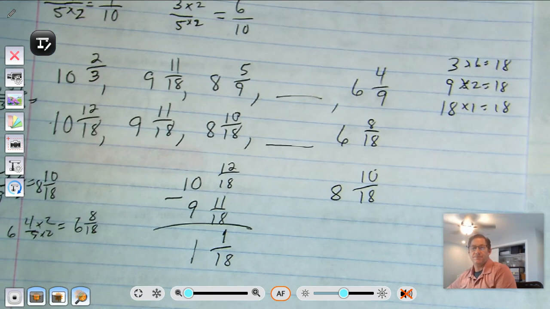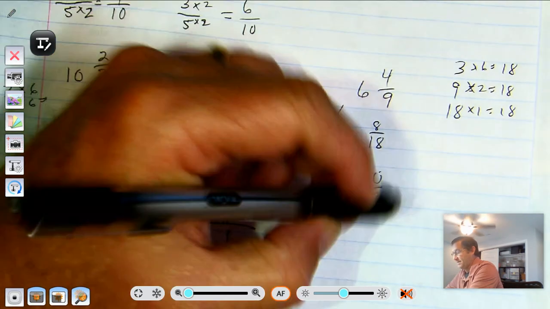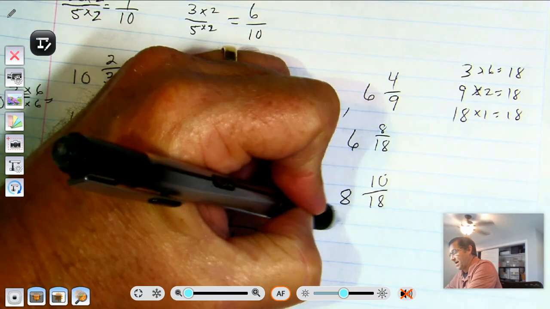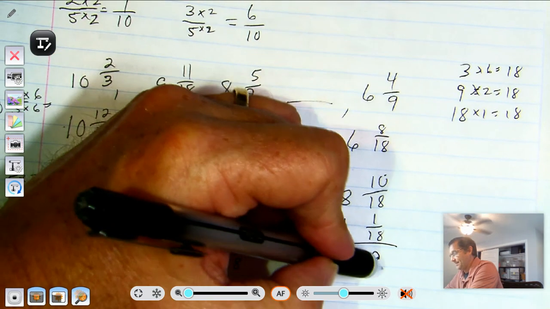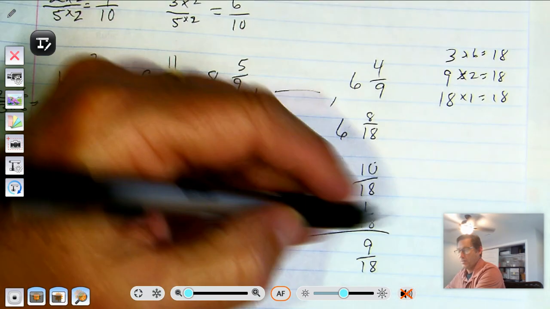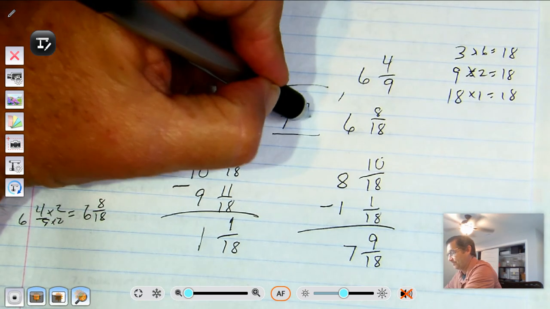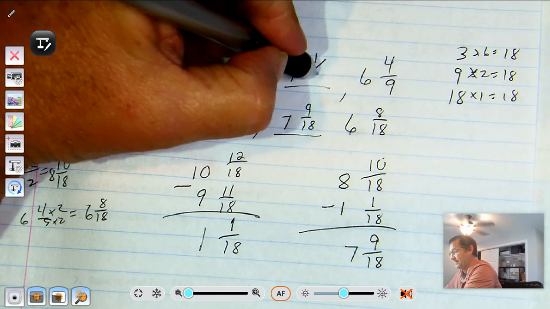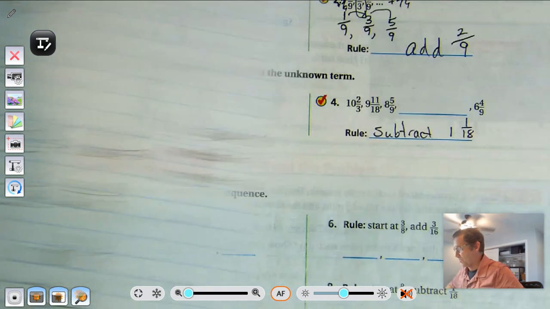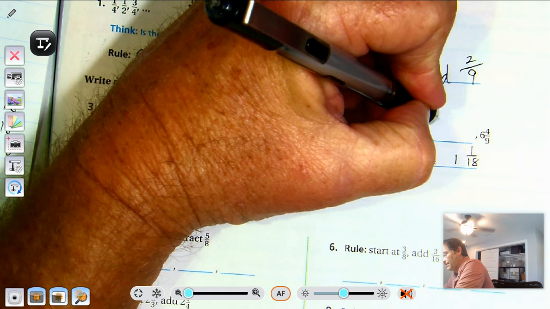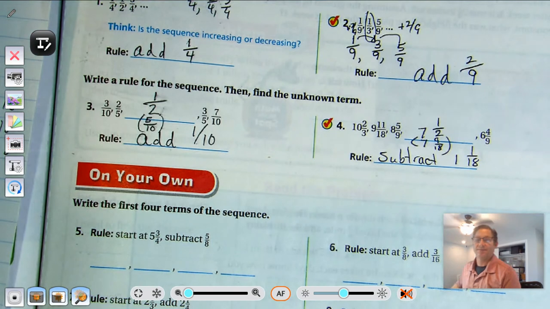Subtract 1 and 1/18. So our pattern skipped from 8 and 10/18 to 6 and 8/18. So let's take the 8 and 10/18 and subtract 1 and 1/18. Well, 10 take away 1 is 9, so 9/18, and 8 take away 1 is 7. Well, 7 and 9/18 is the same as 7 and 1/2. Okay, so 7 and 1/2, which is the same as 7 and 9/18.